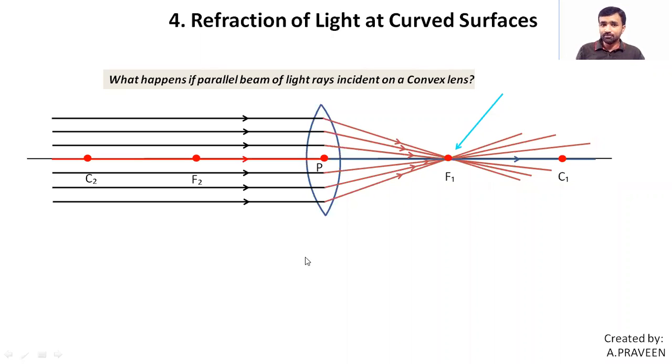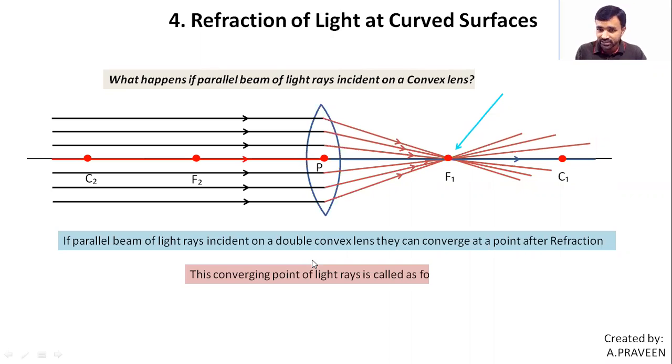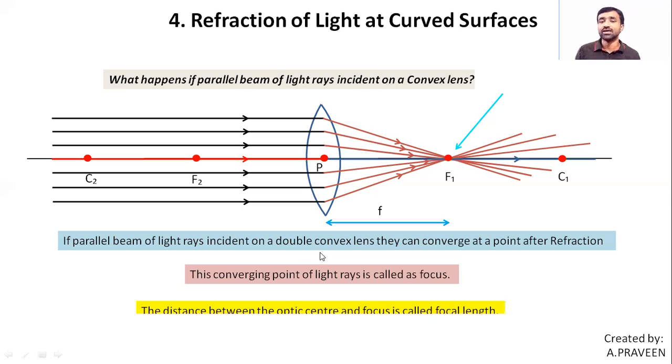If a parallel beam of light rays is incident on a double convex lens, they converge at a point after refraction. That converging point we call the focus. If you measure the distance between the pole, the optic center, and the focus, that length is called the focal length, denoted by the letter small f. So the definition of focal length is the distance between the optic center and the focus.